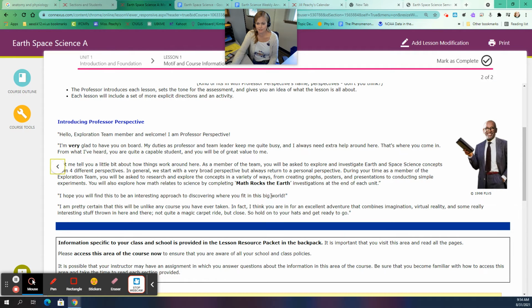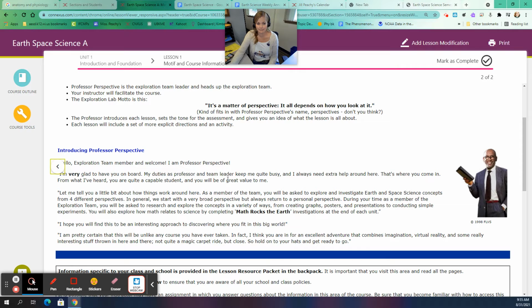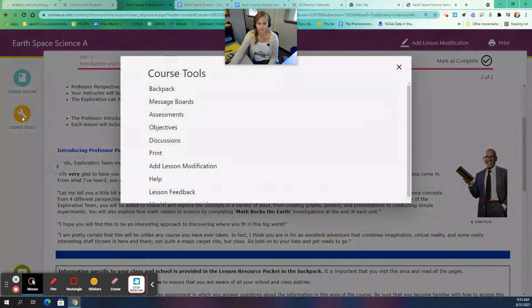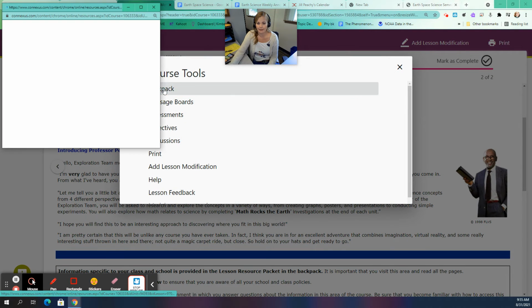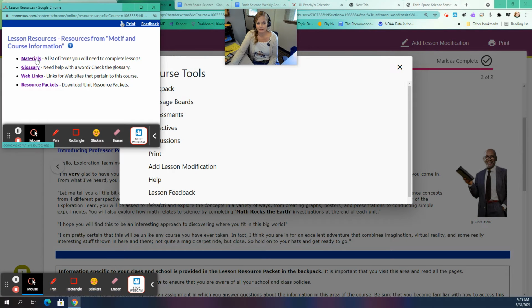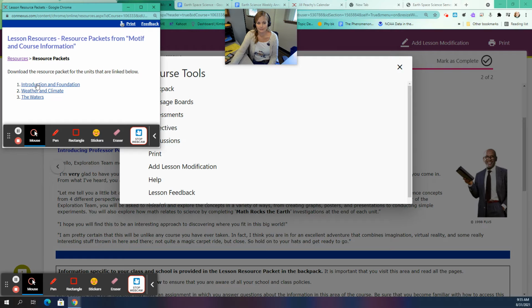This is just introducing what you're going to be going through this semester. It's really not a ton of information at this point. It is asking you to become familiar with what is in the backpack. If we go to course tools and you go to backpack, there's nothing listed under materials, glossary, or web links, but there is something under resource packet. So we're going to open the resource packet, Introduction and Foundation, because that is our first section here.